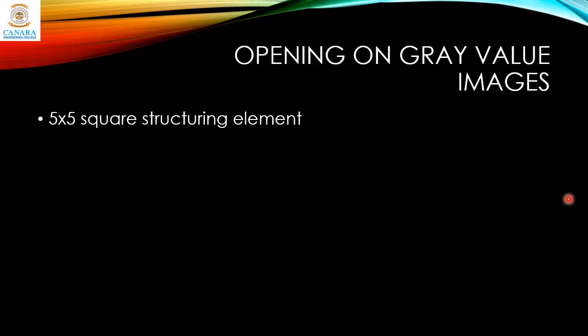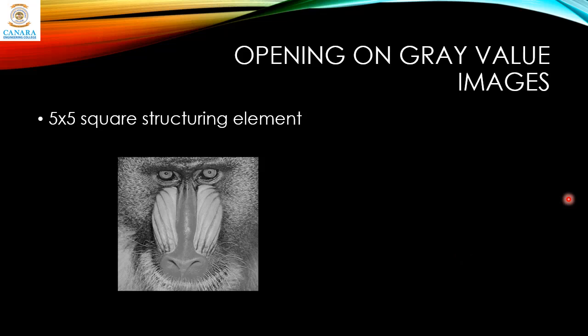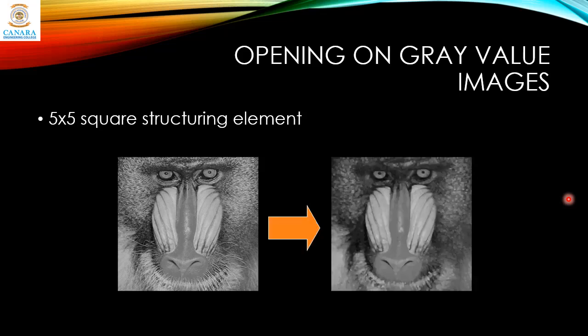One more example: 5 cross 5 structuring element on an image of a monkey, and you can see here the details are lost in the second image, and it has become a bit more darker after performing opening. It's basically example for opening on a gray value images. Opening generally smooths the contours of an object, breaks narrow isthmuses, and eliminates thin protrusions.